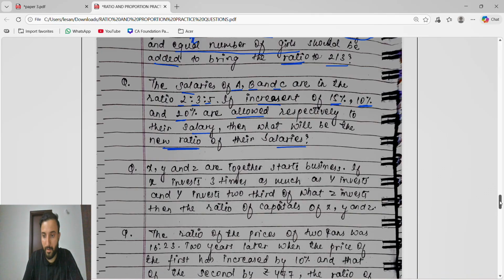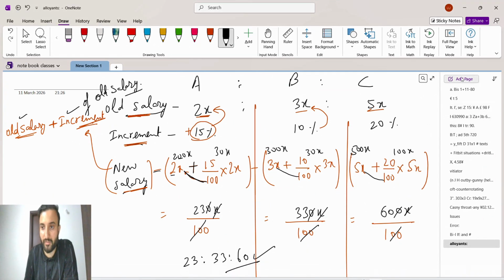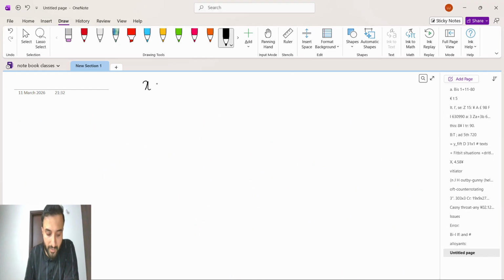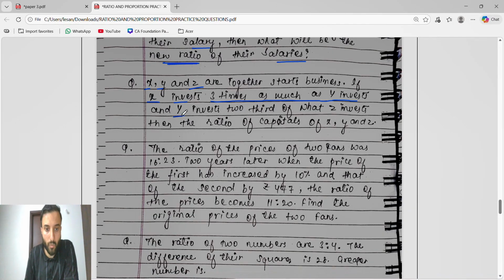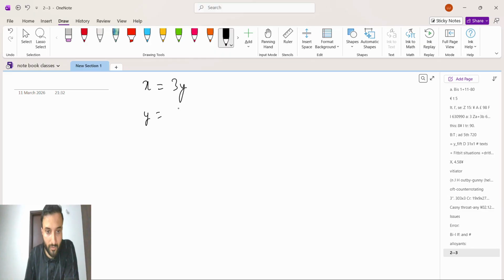Okay. Now next, X, Y and Z together start a business. If X invests 3 times as much as Y invests, so what we understand here is X is investing 3 times Y, so 3Y. And Y invests 2/3 of what Z invests.